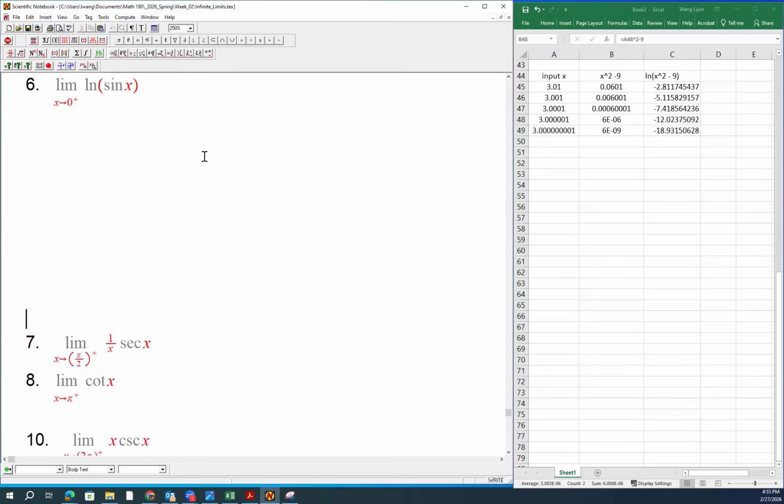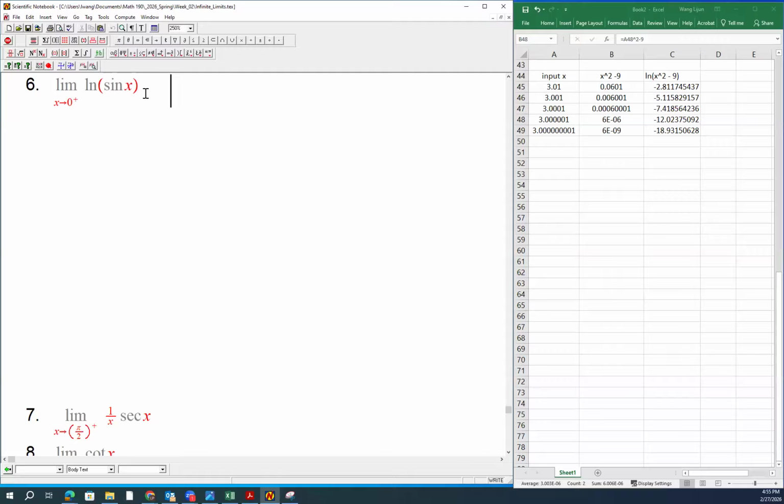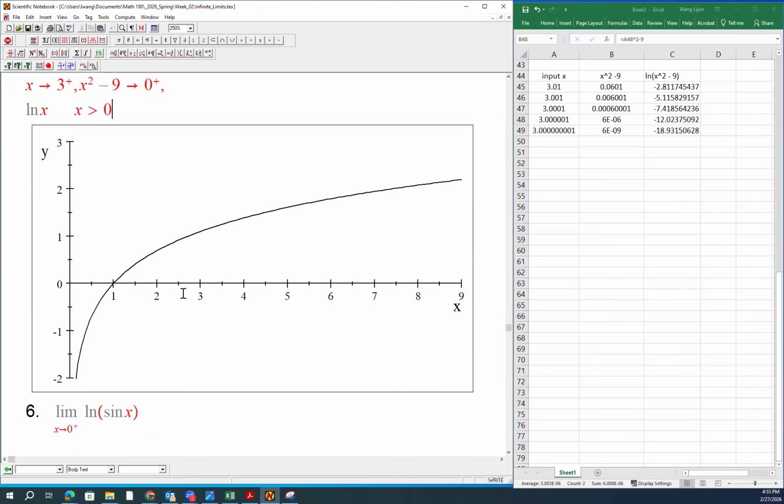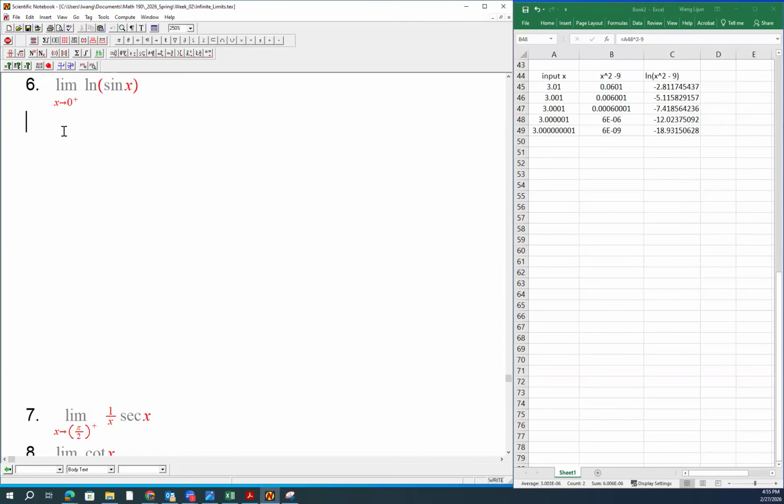Number 6 is a process that we cannot reduce and we cannot do direct substitution. Why can we not do direct substitution? Because we know sine x is defined everywhere, it's all real numbers. Sine 0 is 0, but ln 0 is undefined, because we have reviewed that the domain for ln x requires the input to be positive. It cannot be 0. Therefore, we're going to see this process.